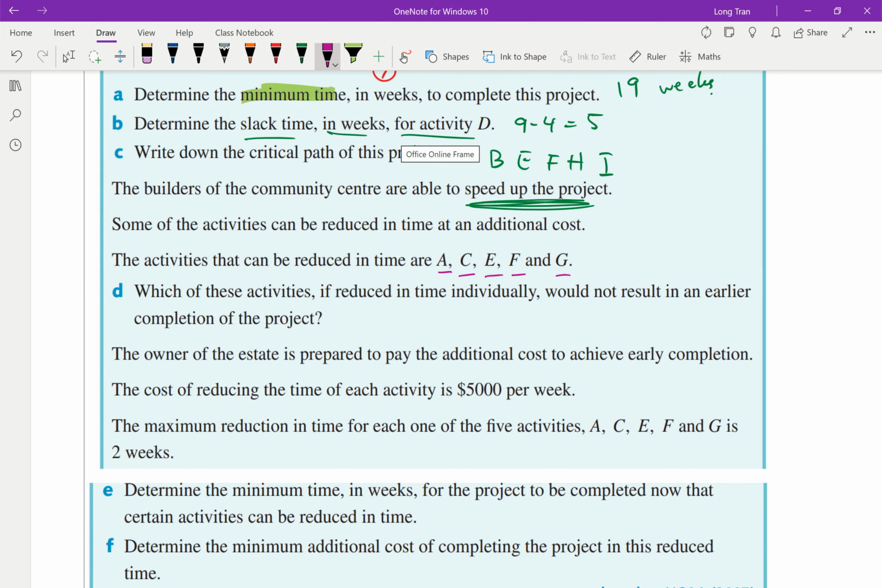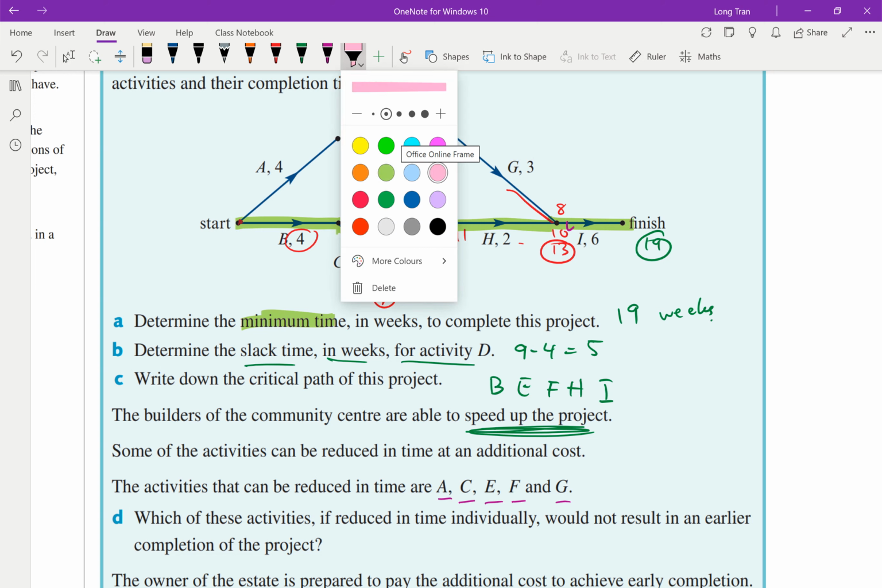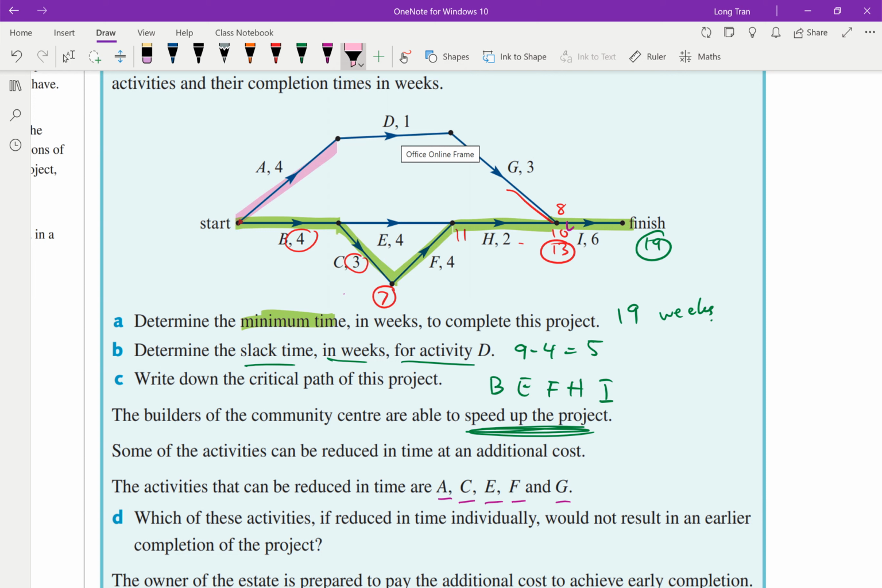Let's highlight in our graph which ones are A, C, E, F, and G. So I'm going to highlight with a different color to help you. A, C, E, F, and G. What we know is that if you want to reduce the overall time, there's no point reducing the non-critical pathways, because they don't affect the overall time. What affects the overall time is the critical pathway. So already I can see that I probably want to reduce C and F to reduce the overall time.